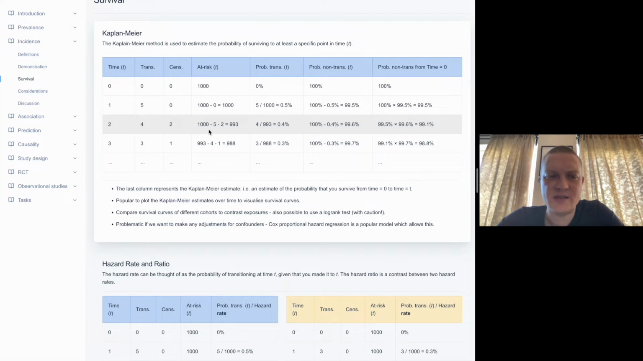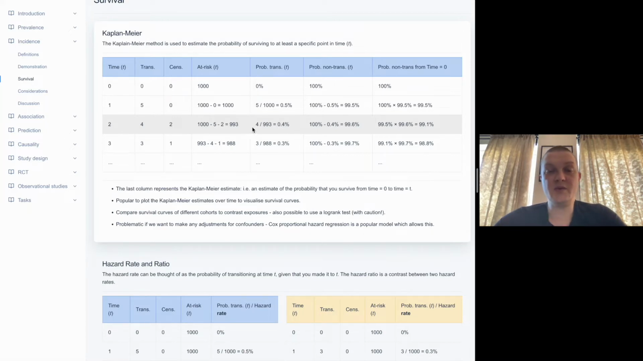Okay, how many are at risk at time 2? Well, we started out with a cohort of 1,000 people, but in time 1, 5 individuals transitioned. And so we can remove them because they're no longer in the risk group, so to speak. They've had the disease. They've transitioned already. So those 5 we could remove, and also the 2 that were censored, leaving us with 993 individuals at risk at time 2. We then calculate the probability of transitioning at time 2 by taking the number of transitions, 4, and dividing by the individuals at risk, 993, giving us 0.4%.